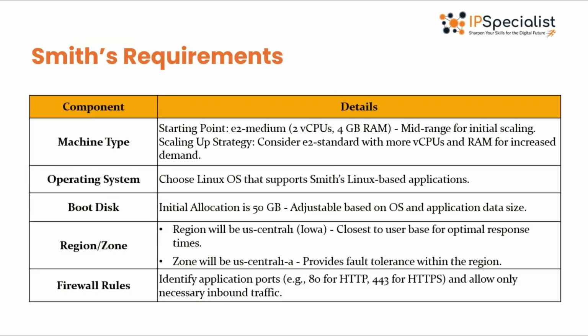Here are the requirements we used to set up the compute engine instance. We started with an E2 medium machine type and used a Linux-based operating system. The instance was configured with a 50 GB boot disk. For deployment, we chose the US Central 1 region, specifically the US Central 1A zone. We also configured firewall rules to allow traffic through port 80 HTTP and 443 HTTPS, ensuring essential web access. Take a moment to pause the video and review these details as they will be used in our lab.